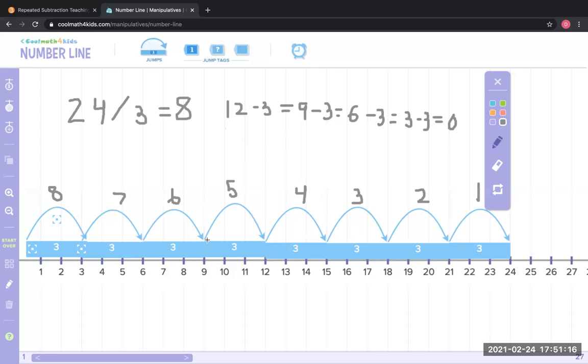12 minus 3 is 9. That would be 5. 9 minus 3 is 6, and that would be our 6th jump. 6 minus 3 is 3, and that would be our 7th. And then 3 minus 3 is 0. That would be our 8th jump. So we know that we subtract 3 8 times, 8 jumps. So that means 24 divided by 3 is 8.